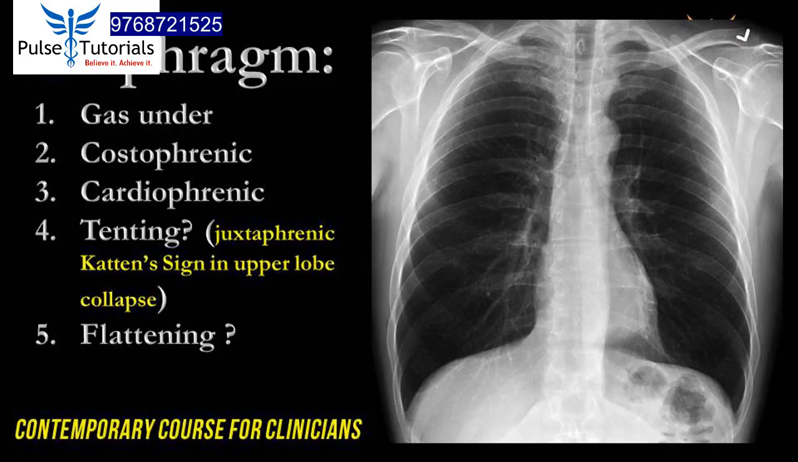The next thing that we look out for is the costophrenic angles. They should be very clearly visible. Costophrenic literally means the angle between the rib cage and the diaphragm. So if this angle is seen, things are fine. If the angles are obliterated, start finding out why. Mostly it's pleural effusion in these cases.